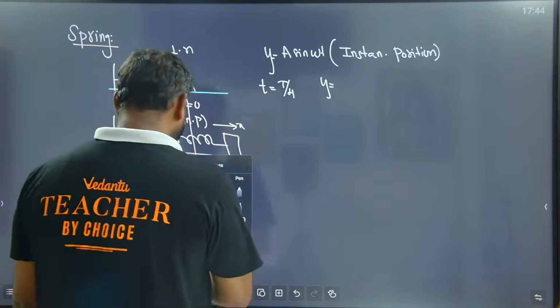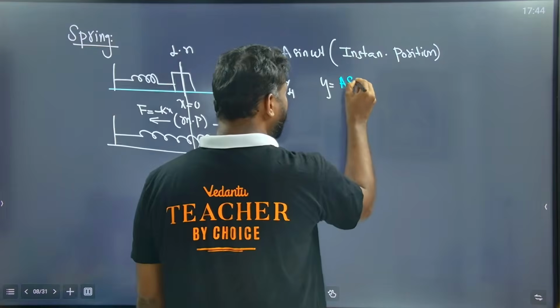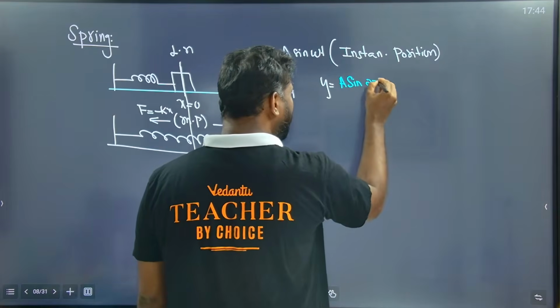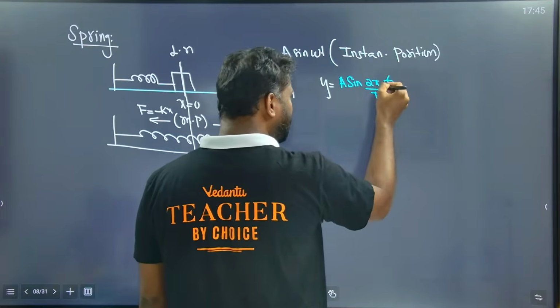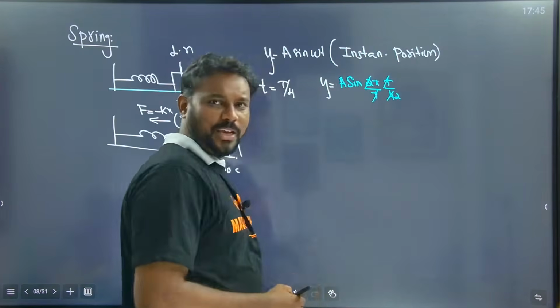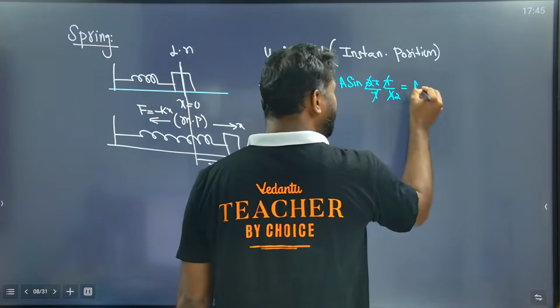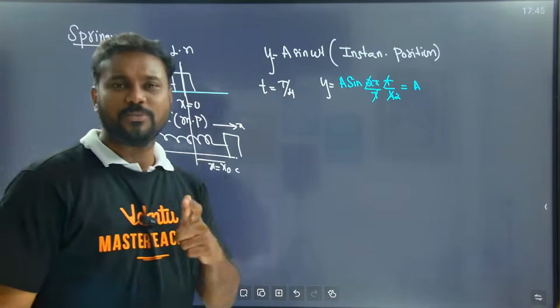So எப்படி calculate பண்ணலாம்னு பாருங்க. Now I'll start. y = A sin ωt, where ω = 2π/T. Then ωt, where t = T/4. So இந்த T cancel ஆகும், என்ன கிடைக்கும்? sin π/2. You will get A. எங்க இருக்கும்? Extreme pointல இருக்கும். Clear?